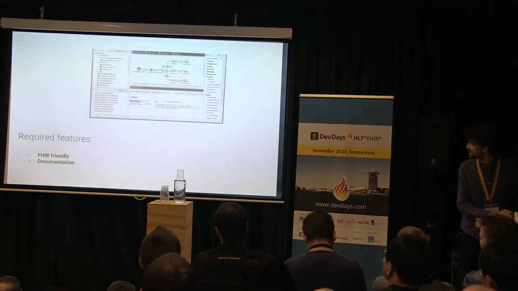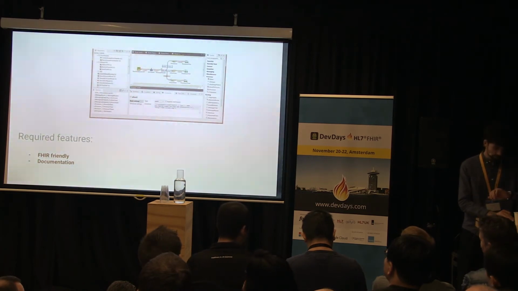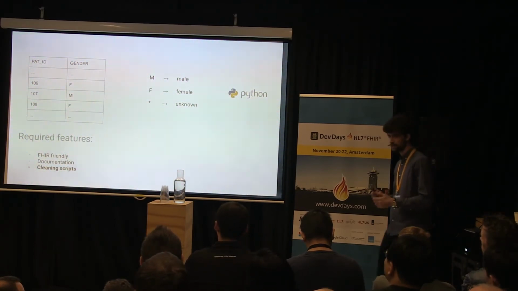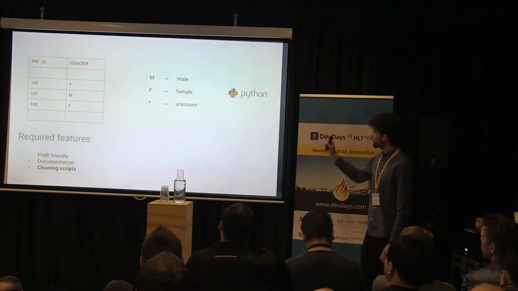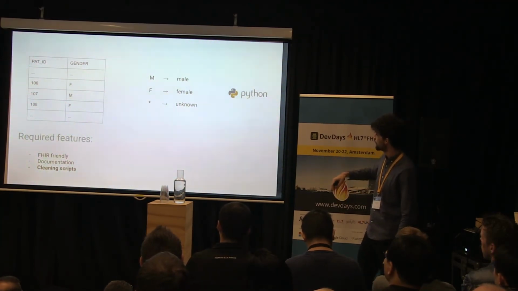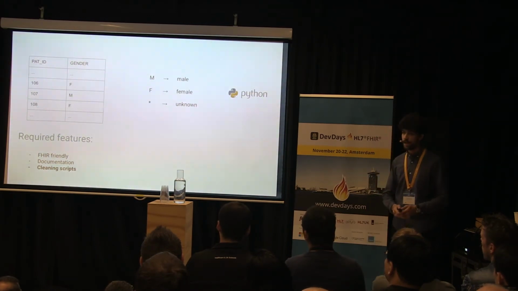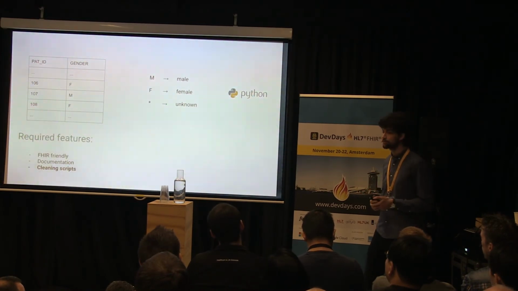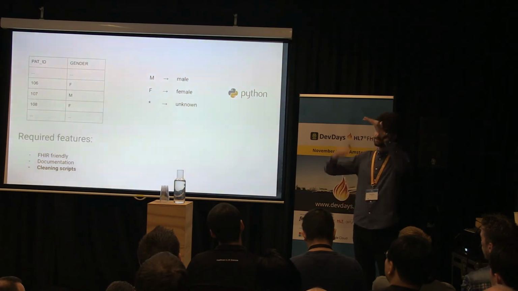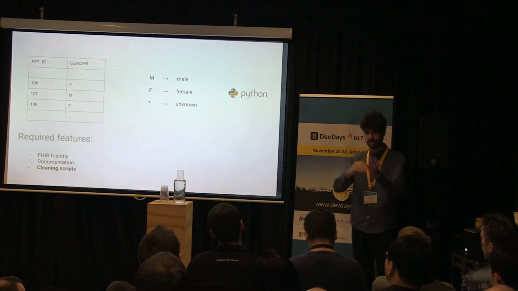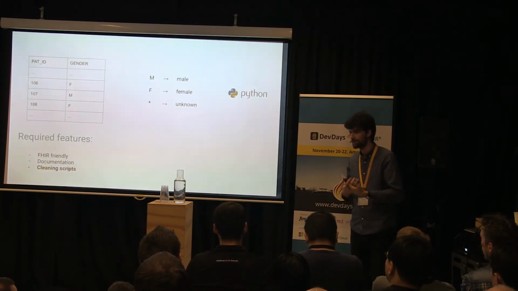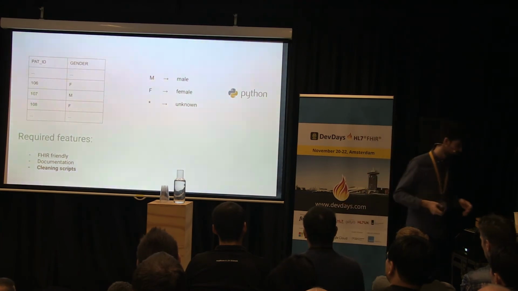So it's FHIR friendly. It works as documentation. We'd like to have cleaning scripts. Before, what we are saying is a bit more complex, but the first thing is I want M and F to be mapped onto male and female, for instance. What we choose is to use Python for these cleaning scripts, because we found it was the right balance between developers and practitioners. Something pretty much everyone could use or learn, and that's why we chose to implement it that way.